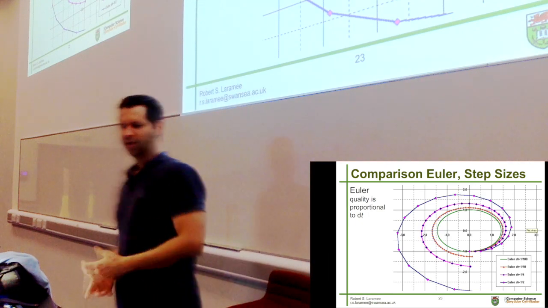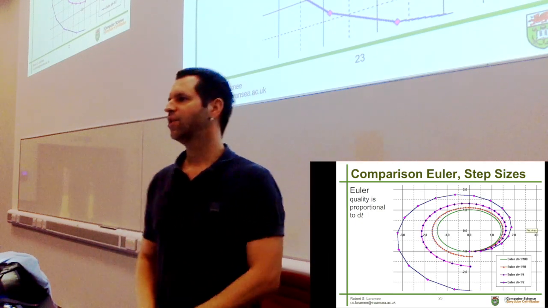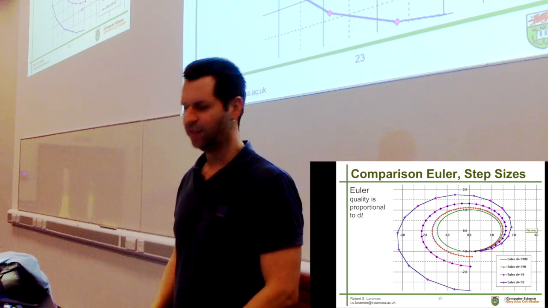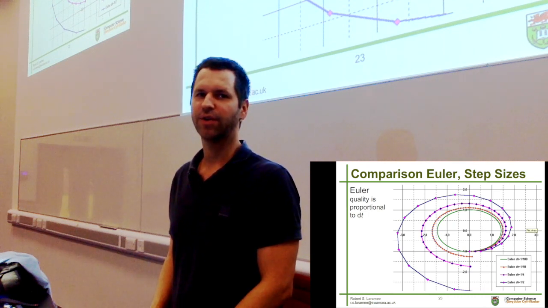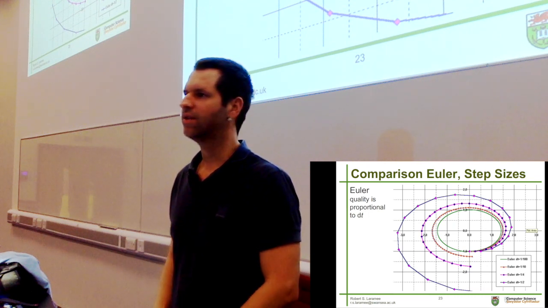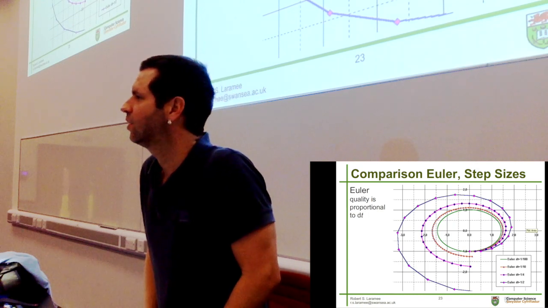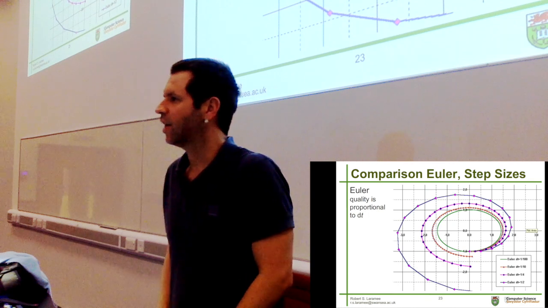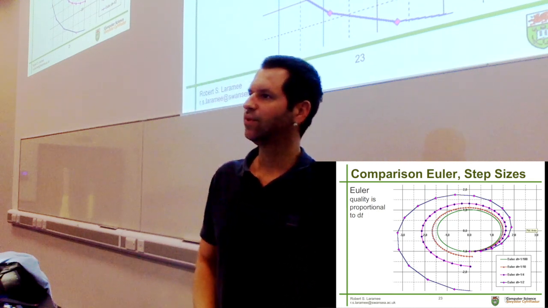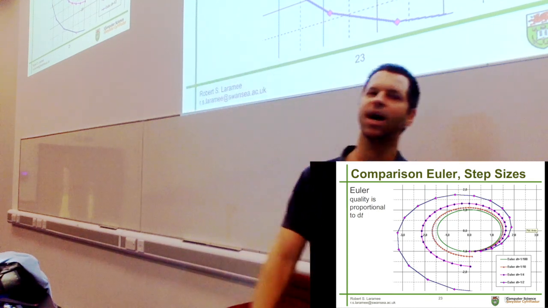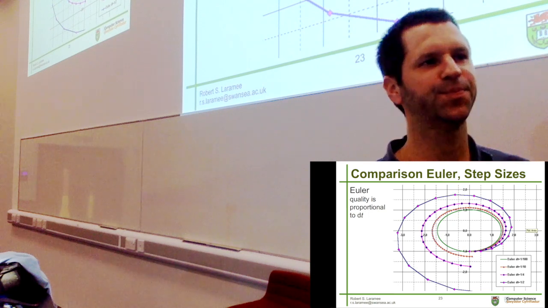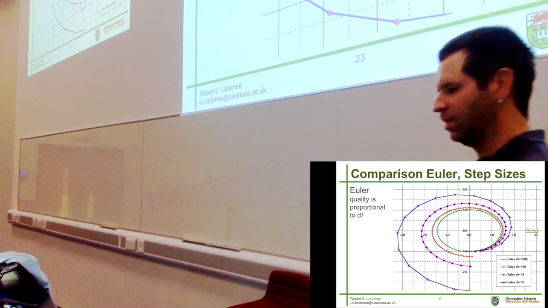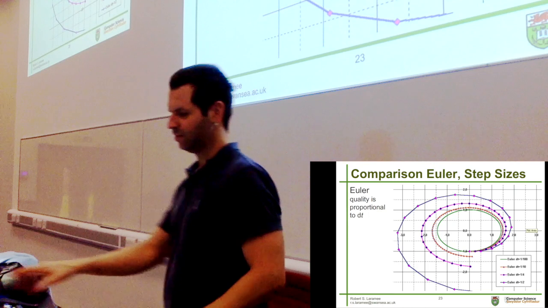Can anybody think of any advantages or disadvantages? If we decrease dt and make it more accurate, is there any disadvantage to that? Luke? It takes longer to compute. Exactly. So we're always trading off accuracy and computation time. That's the idea.